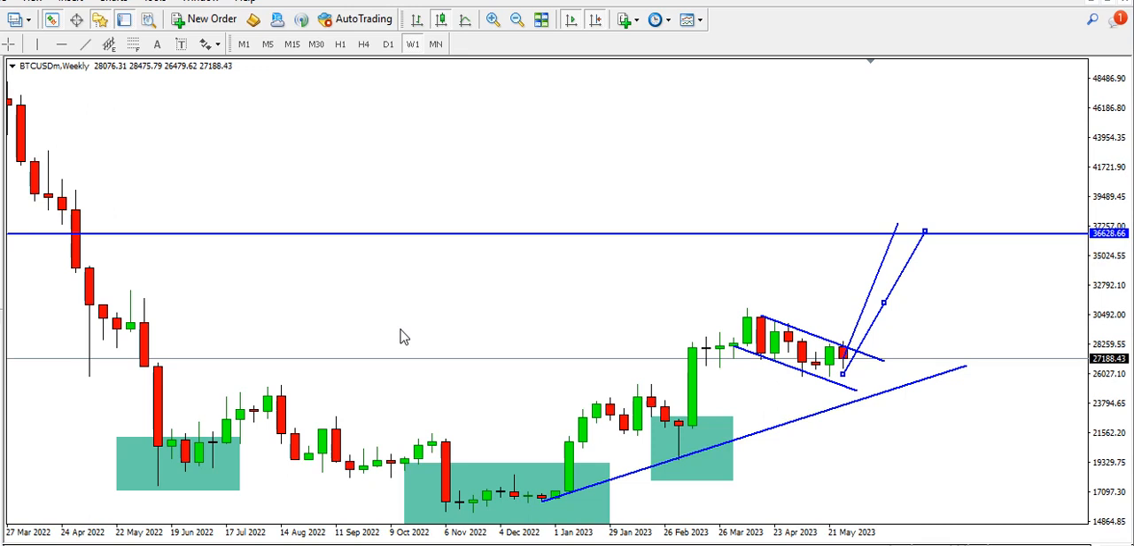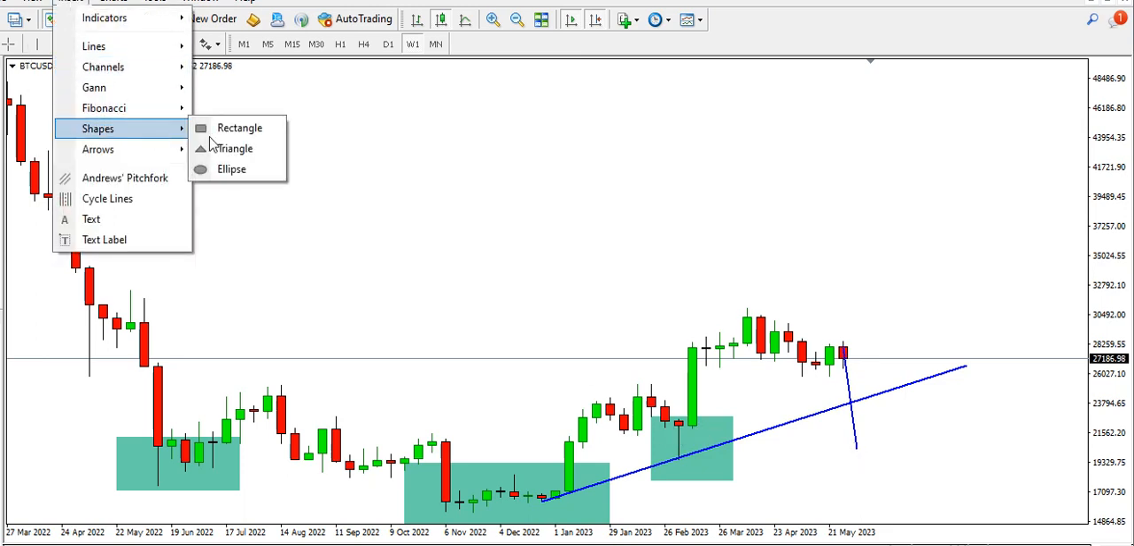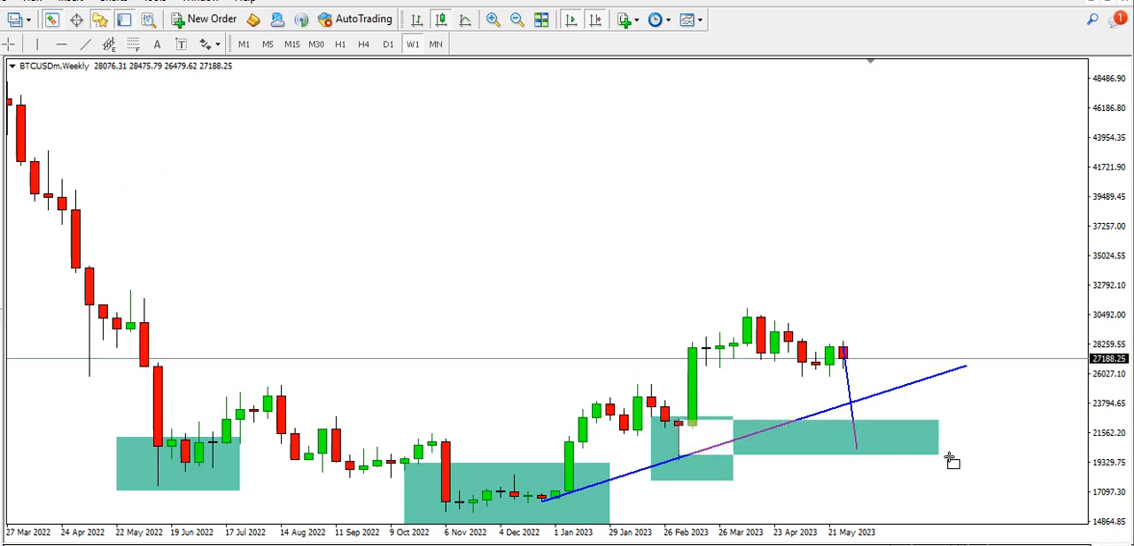This could take weeks, this could take months. All right, that's the likely forecast. But if that's going to fail, if price is going to break below, we might see price drop into this order block. I'm talking about this support level on the weekly time frame. Price might find support at that point and continue up.